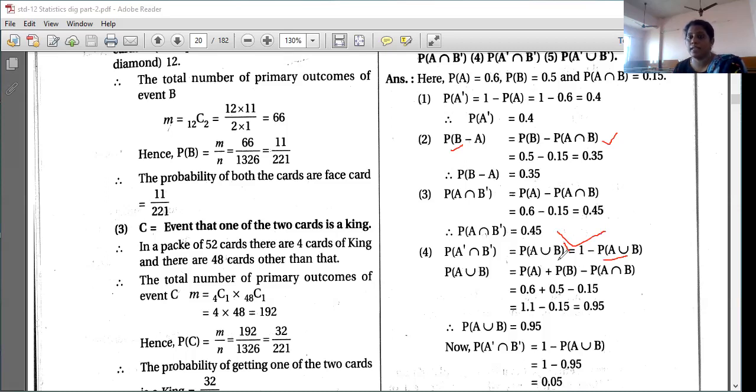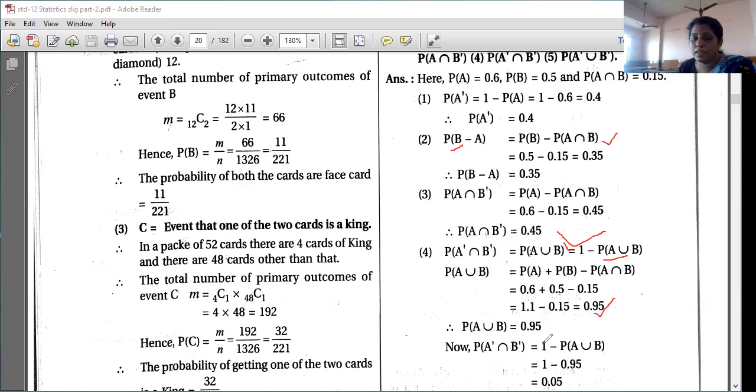Okay, if any exclusive or exhaustive thing is given in the question, then again your formula will be changing. That is P of A union B will be P of A plus P of B, like this. Okay. Then now 0.6 plus 0.5 is 1.1 minus 0.15, that is 0.95. So the value of A union B is 0.95.